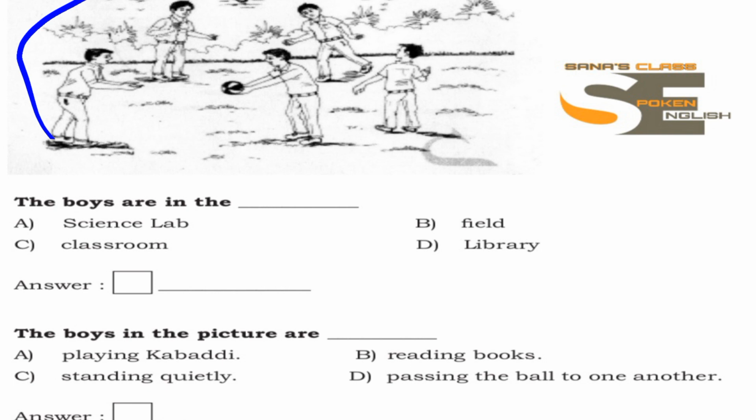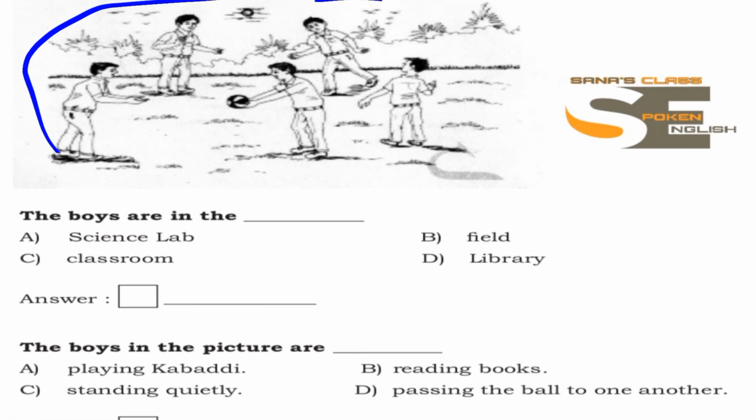Are they in the field, or are they in the classroom or library? What can you find in the picture? They are in the field, right? What you have to do is, here you should write B and the answer field in the space provided.